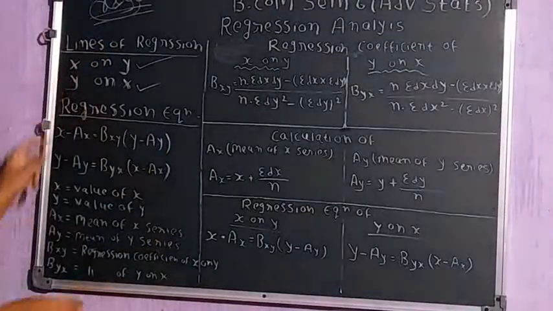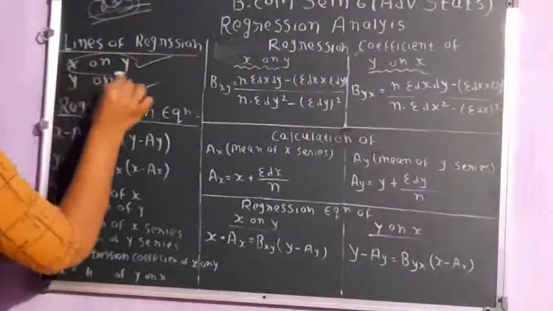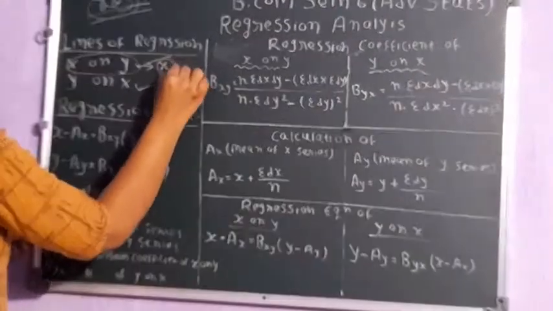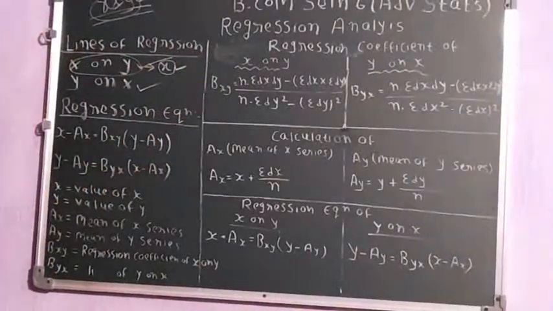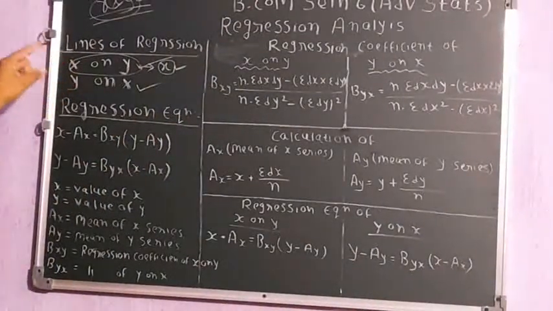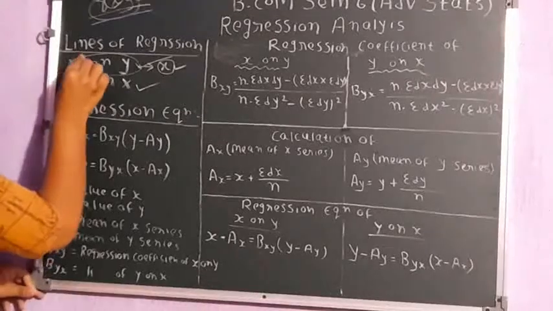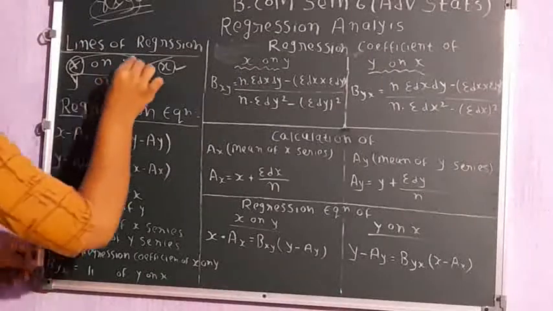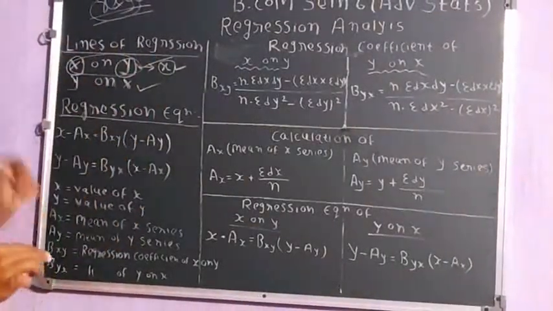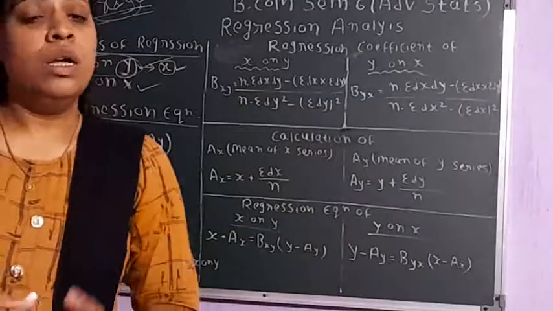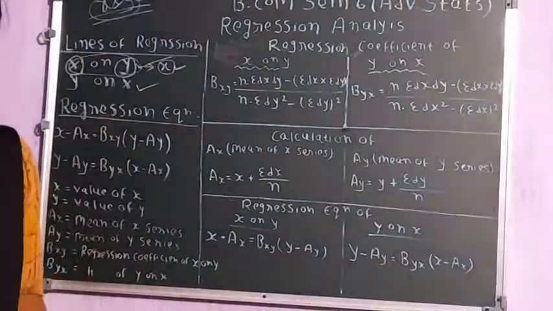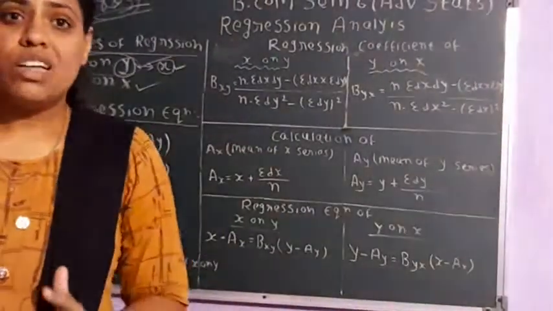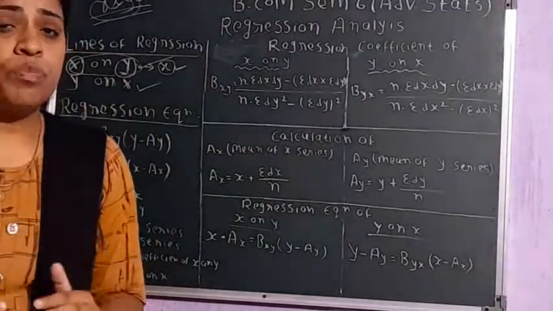The x on y line is used to predict the value of the x variable when we have the value of the y variable. Here, which one is the dependent variable? X is the dependent variable. Which one is the independent variable? Y is the independent variable. Why? Because in order to predict the value of the x variable, we are using the value of the y variable.